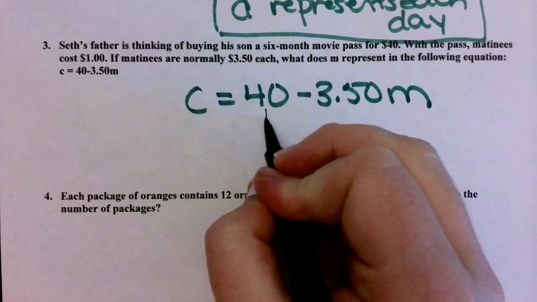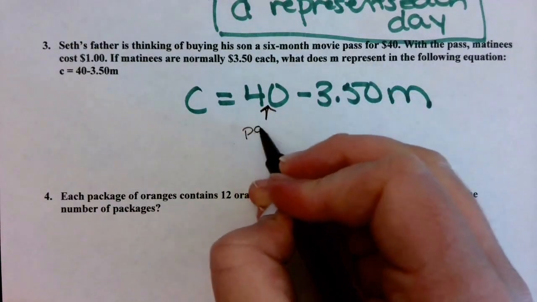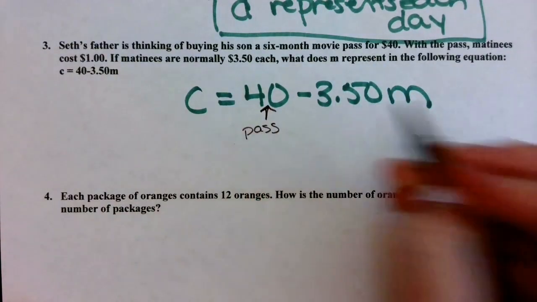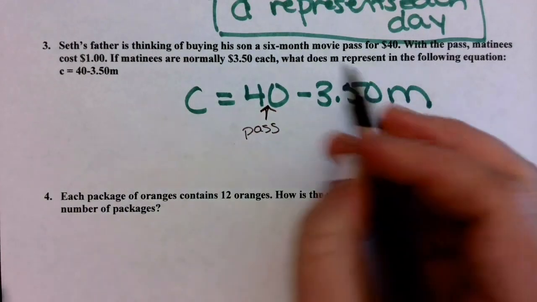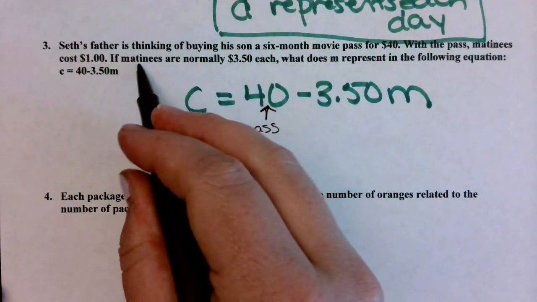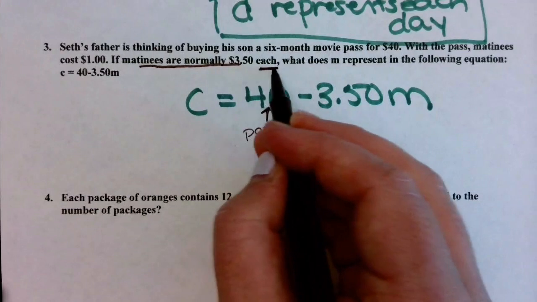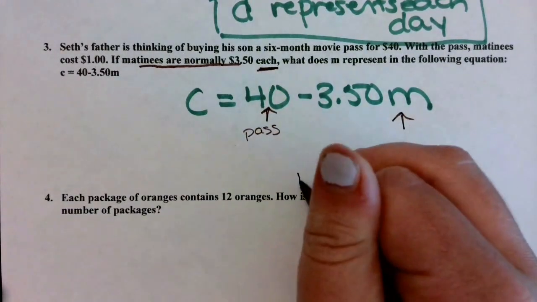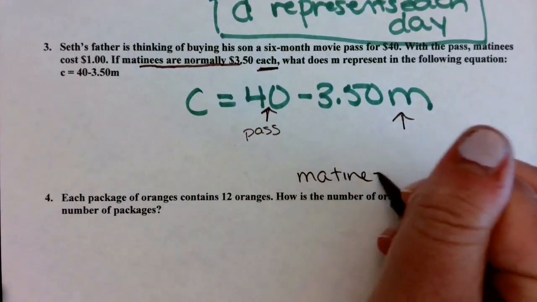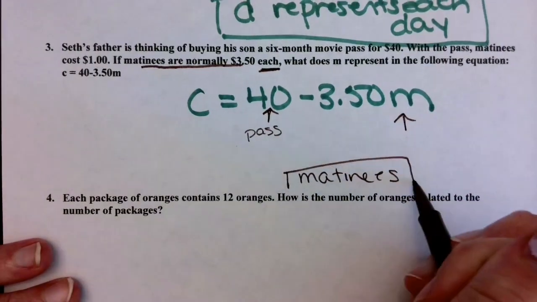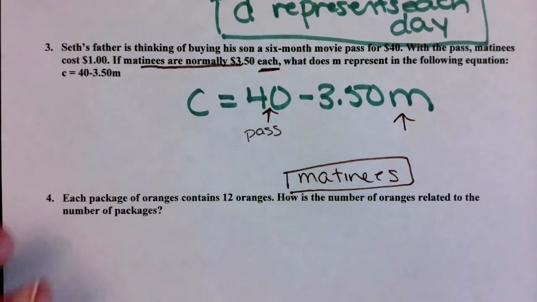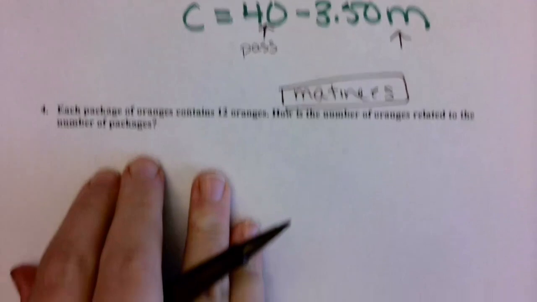$40 is the amount of money he has on the pass. $3.50 is what it normally costs for each matinee. So M is going to represent the matinees. Alright, let's look at the last one.